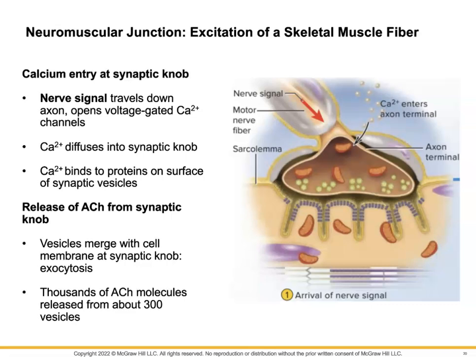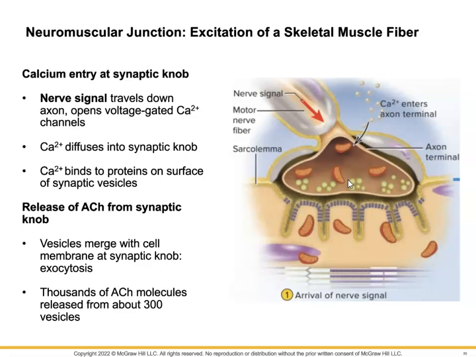So a nerve signal, also called a nerve impulse, is the electrical signal that propagates down an axon of a motor neuron. Now, the nerve signal is going to trigger the opening of voltage-gated calcium channels down here on the synaptic knob, and then calcium will move from the interstitial fluid into the synaptic knob. Well, that is going to cause the vesicles to release acetylcholine.